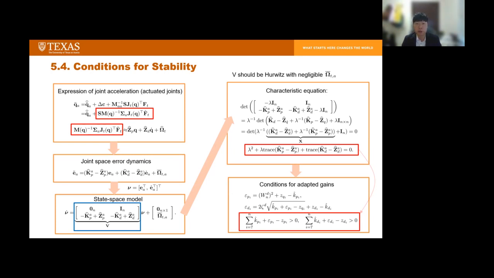V should be Hurwitz. In the characteristic equation box, we obtain a second order equation with respect to eigenvalues. It means the trace of Kp minus Gp and the trace of Kd minus Gd should be positive when V is Hurwitz. From this condition, we can select proper adaptive variable epsilons satisfying the condition given a nominal natural frequency and damping ratio.